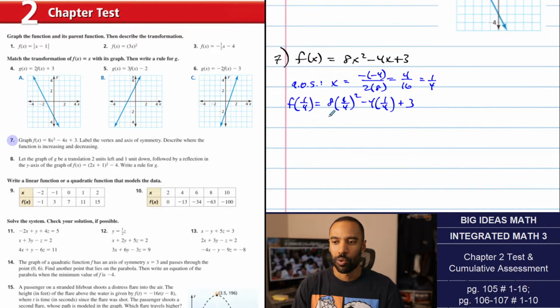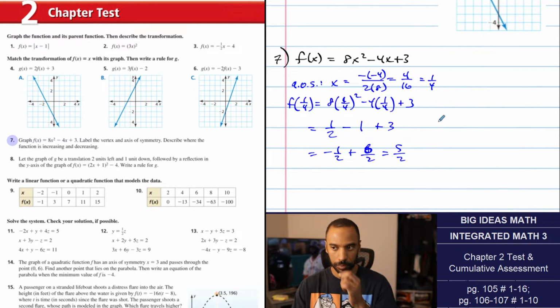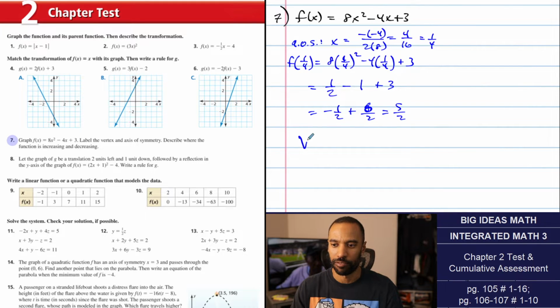Okay. 1/4 squared is 1/16th, and 8 times 1/16th is 1/2. Minus 4 times 1/4 is 1. 1 minus 1/2 is negative 1/2. Plus 3. So negative 1/2 plus 6 halves is 5 halves, or 2.5. So we have 1/4, or 0.25, comma 5 halves, or 2.5 as our vertex. I'll write them as the decimal thing. That's a little easier for you to look at. I don't know which one's easier or harder.